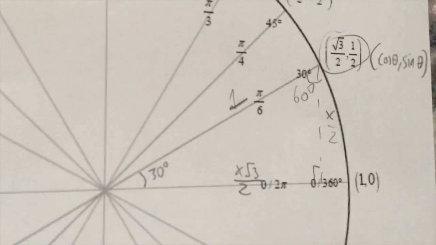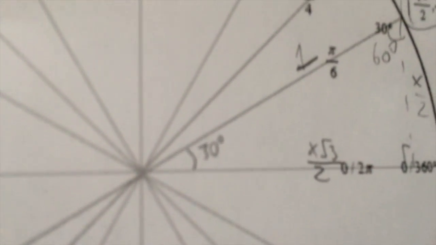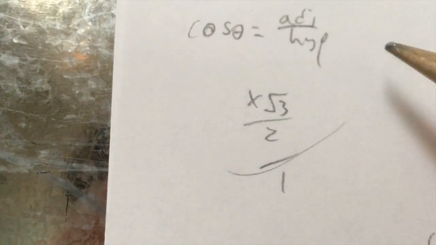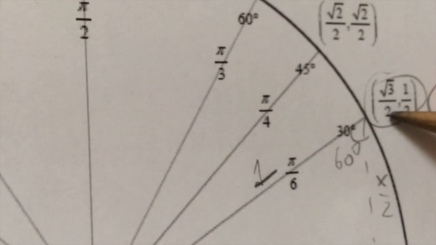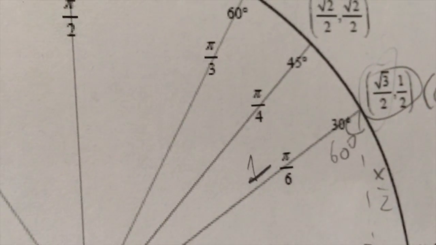And now, here's where the real fun starts. If you plug them into cosine, that equals adjacent over hypotenuse. The adjacent is x root 3 over 2, and the hypotenuse is 1. So it's going to be x root 3 over 2 over 1. Any number divided by 1 is just going to be the number on top. So you get root 3 over 2, which is, boom, what's given to you.